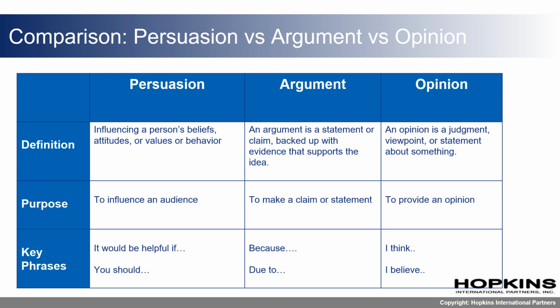Persuasion is defined as influencing a person's beliefs, attitudes, values or behavior. An argument is defined as a statement or claim, backed up with evidence that supports the idea. An opinion is defined as a judgment, viewpoint, or statement about something. We use all these communicative tools differently.